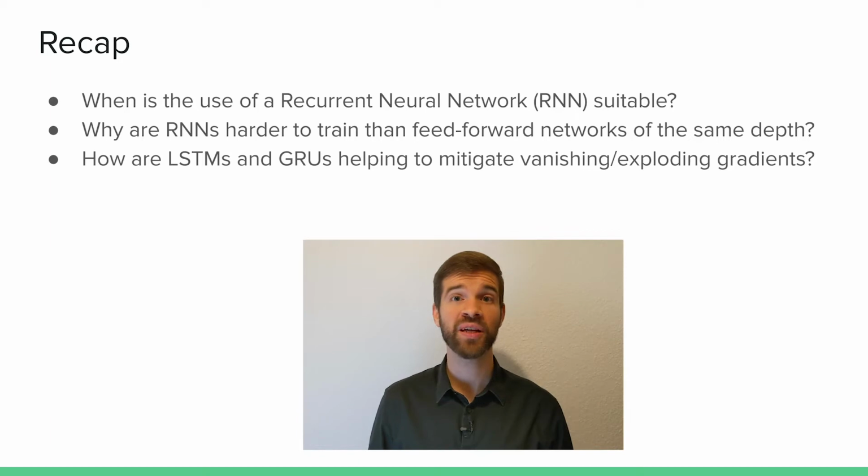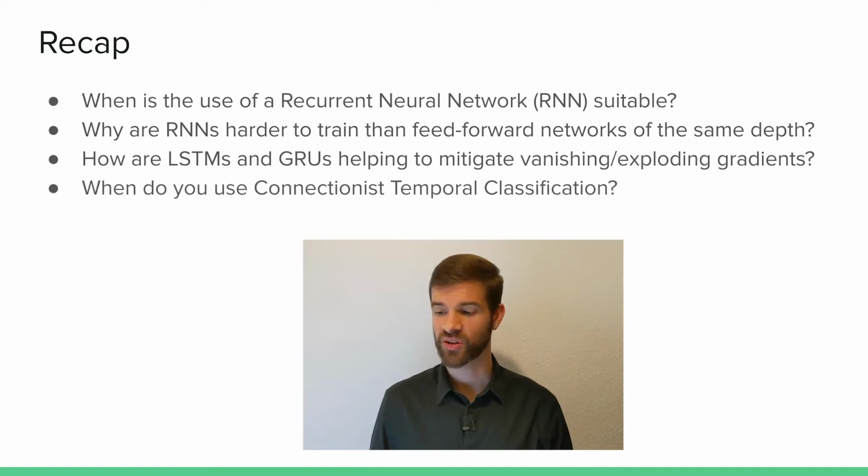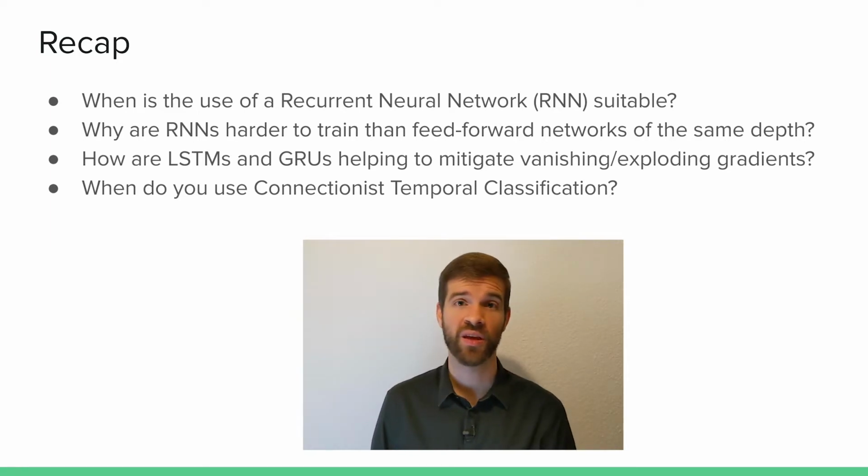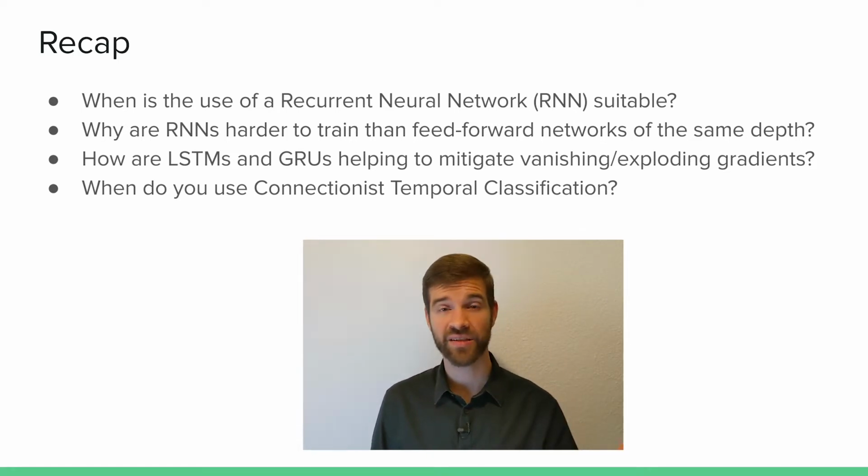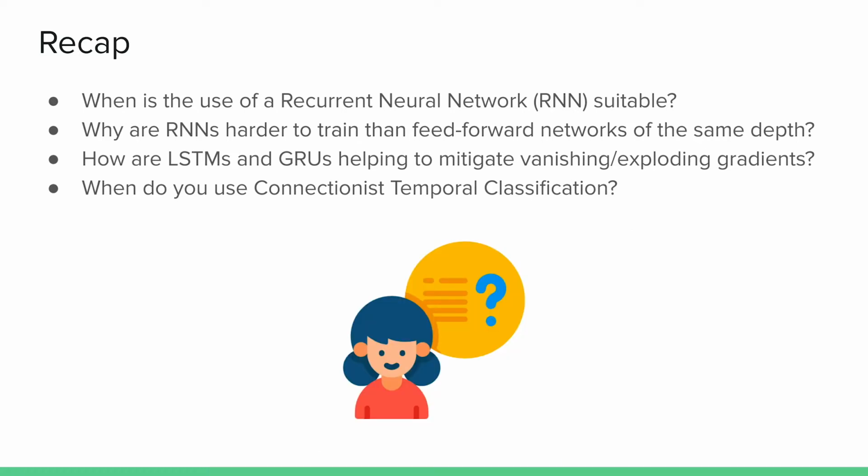So that's how they're helping us to overcome this vanishing and exploding gradients. And last but not least, when do you use connectionist temporal classification? Whenever you have two sequences that are unaligned, that you want to process somehow, where you want to go from one sequence to another. For example, if you have recorded text of me talking and the transcription of text, and whenever you want to train a network to do this transcription, you would use a connectionist temporal classification loss in this case. So it allows us to work with sequences that are unaligned.